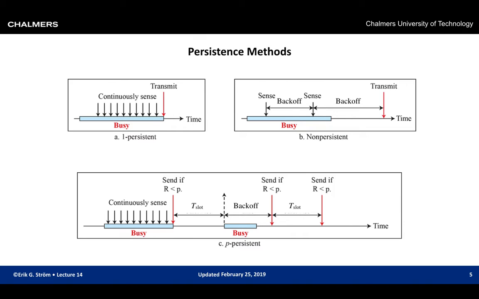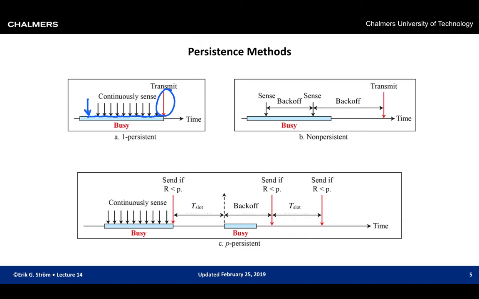So here, one-persistent is the aggressive one. If at some point in time we would like to transmit a frame and we listen to the channel, it's busy. Then we keep on sensing the channel until the point in time when it becomes idle, and then we transmit immediately, right? So this is the aggressive method. It's called persistent or one-persistent CSMA.